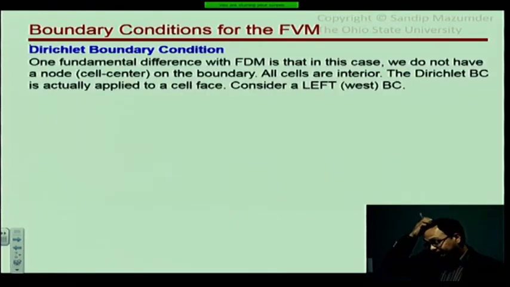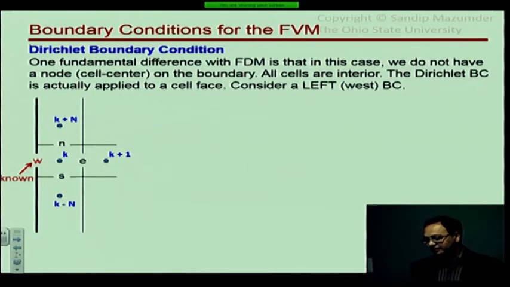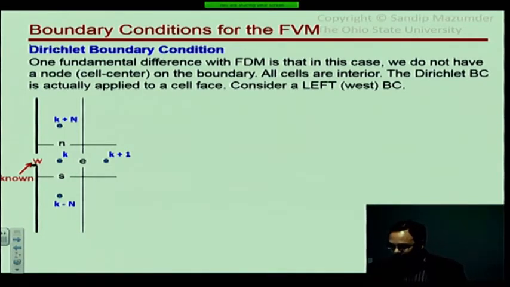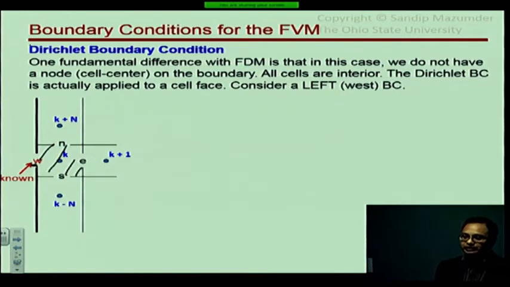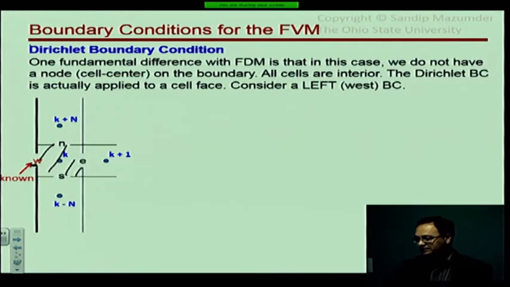So let's move on to boundary conditions. The fundamental difference with finite difference is that we do not have a node or cell center at the boundary. All cells are interior. And the Dirichlet boundary condition is actually applied to a cell face indirectly. So here is the idea. Here is a boundary. This quantity here, φ at the western face, is known. We are trying to derive a finite volume equation for that control volume next to the boundary. As you can see, the cell center is not on the boundary. It's an interior cell center essentially.